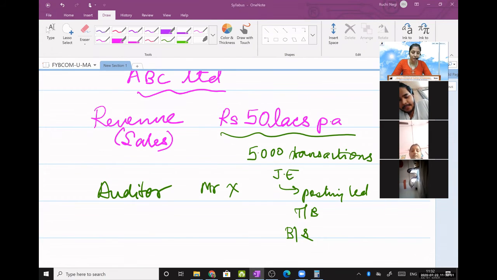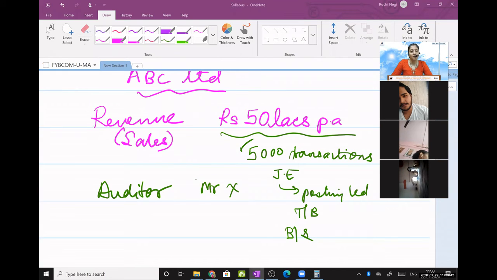So what did I say? Auditor Mr. X comes to my company to do the audit of the books of accounts, and he sees that to earn this 50 lakhs, in 12 months how many transactions have happened in the business? 5,000 transactions. So 5,000 transactions means 5,000 journal entries. Then posting the journal entries into the ledger, making a trial balance, and then making a balance sheet. Is it possible for Mr. X to audit all the 5,000 entries? Answer it in the chat box.